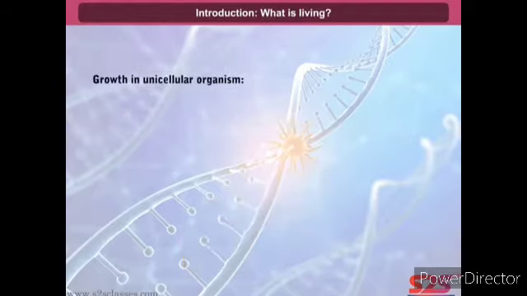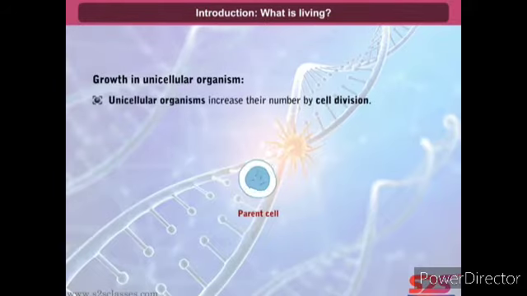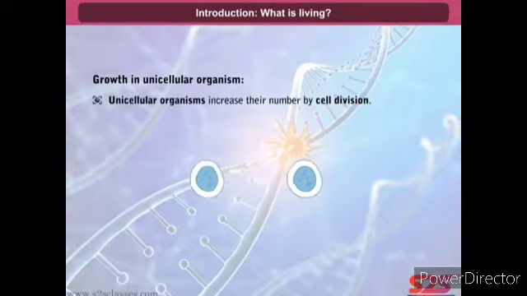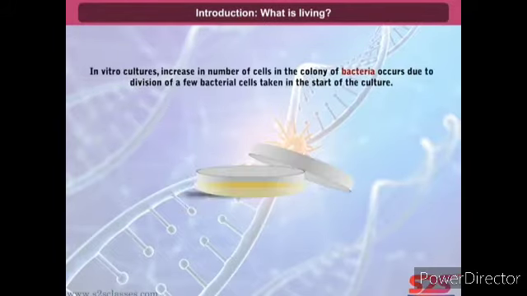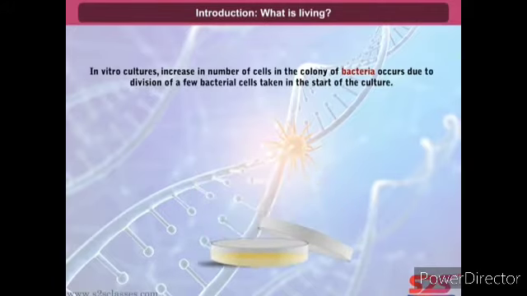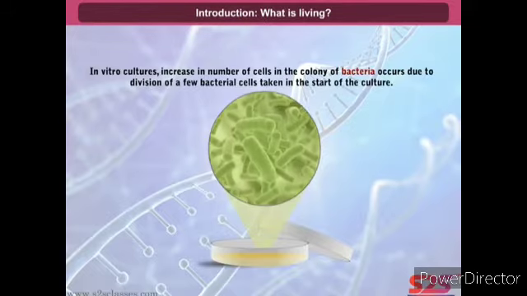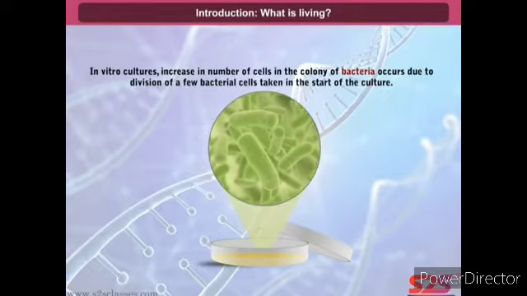Growth in unicellular organisms. Unicellular organisms increase their number by cell division. In vitro cultures, increase in number of cells in the colony of bacteria occurs due to the division of a few bacterial cells taken in the start of the culture.